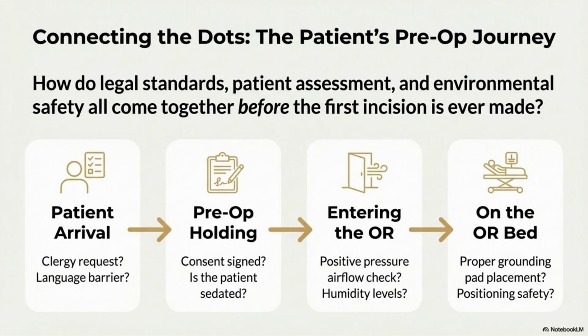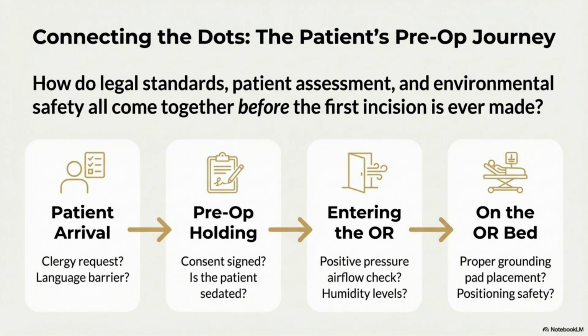Now we're entering into the operating room. As the patient enters the OR, environmental safety becomes primary. Is positive pressure airflow functioning? Are humidity levels within range? Is the environment prepared? These are not background details. They are infection control measures. Environmental control is part of aseptic practice.